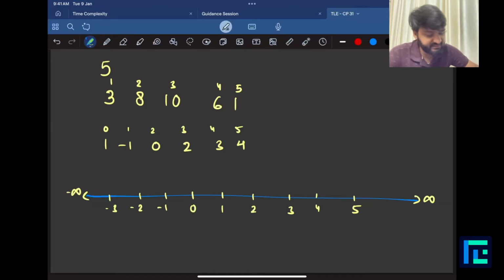So where do you place the 0th building? You place this at the first location. So let's say this is the 0th building over here, or you can say B0, building 0. Then building 1 is at -1, building 2 is at 0th coordinate, building 3 is at 2nd coordinate, building 4 is at 3rd coordinate, building 5 is at 4th coordinate.